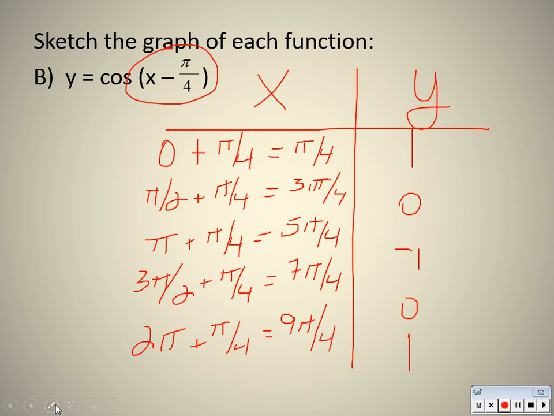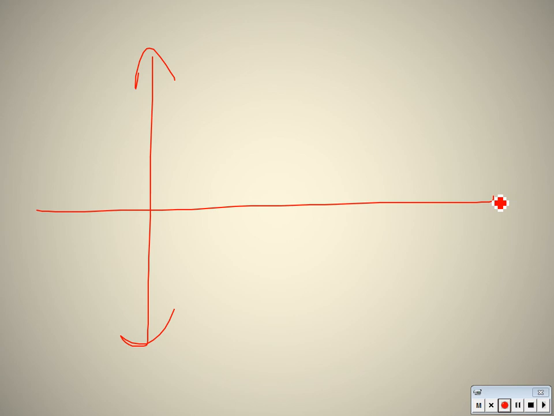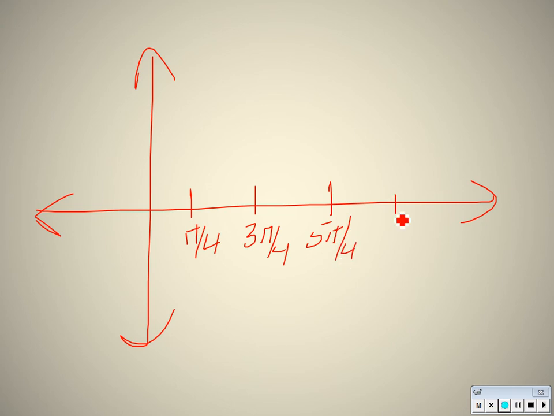Now I'm going to make my graph here. So here's my graph. I have my x values, which are pi over 4, 3 pi over 4, 5 pi over 4, 7 pi over 4, and finally 9 pi over 4.